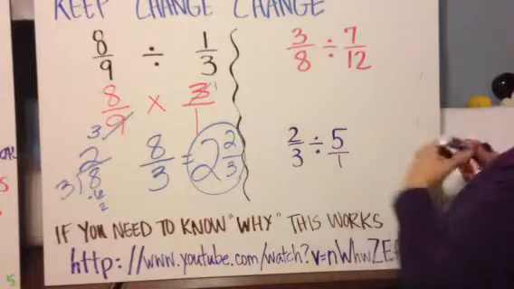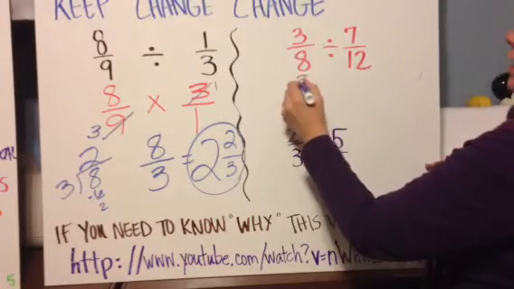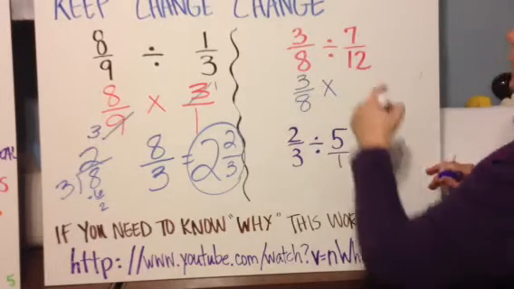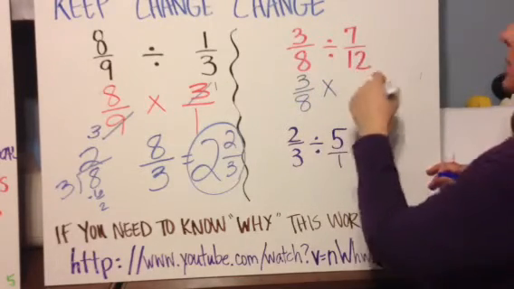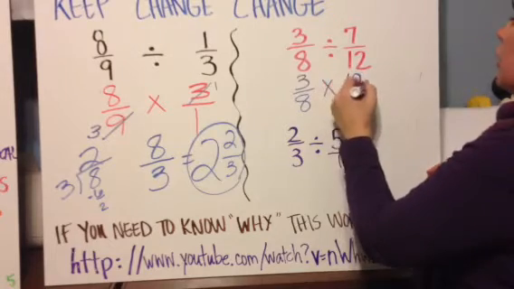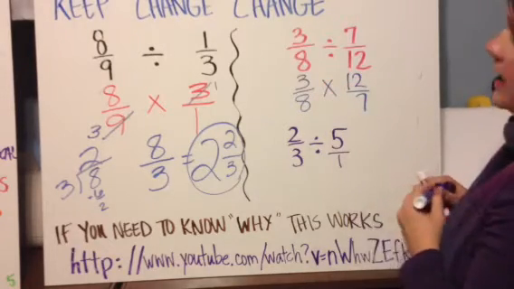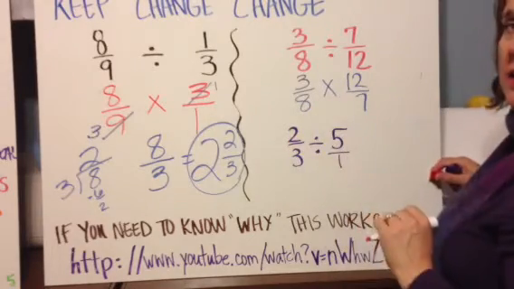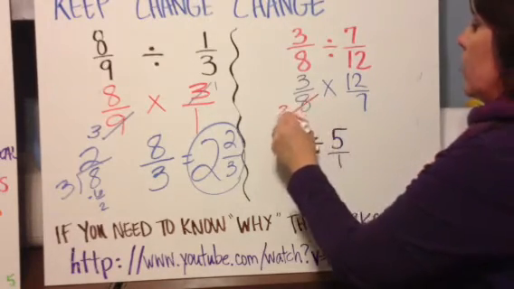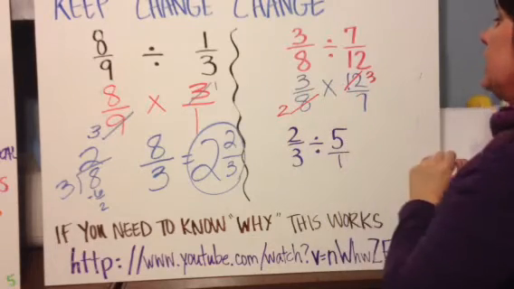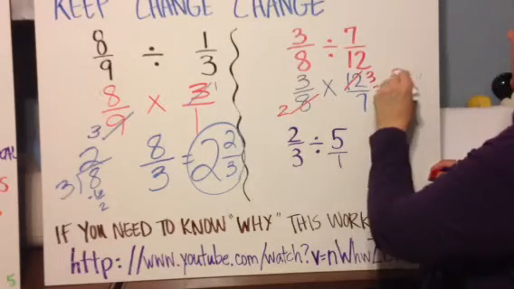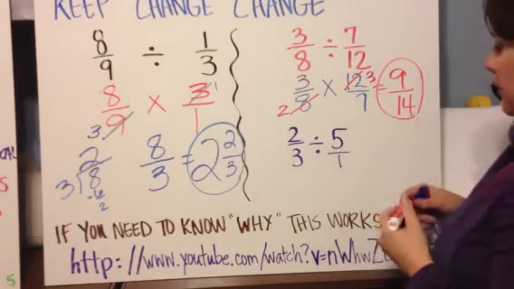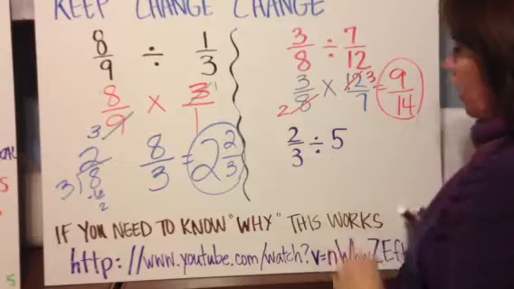Keep, 3/8 stays 3/8. Change the division sign to multiplication. Change to the reciprocal of the second fraction to 12/7. And again, I'm going to simplify before I multiply. I know that 4 goes into both 8 and 12. 4 goes into 8 twice. 4 goes into 12 3 times. I have 3 times 3 is 9. 2 times 7 is 14. 9/14 is simplified.